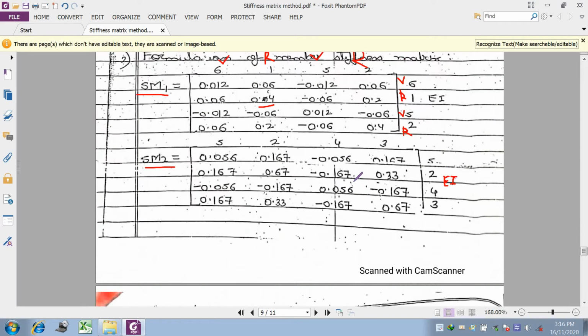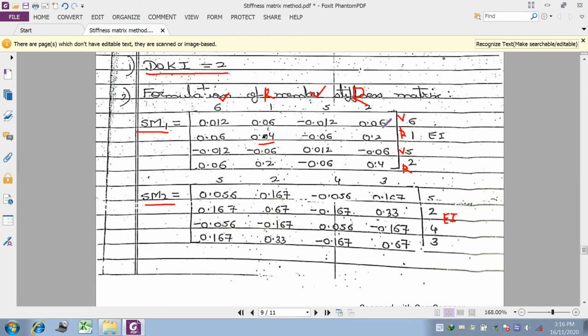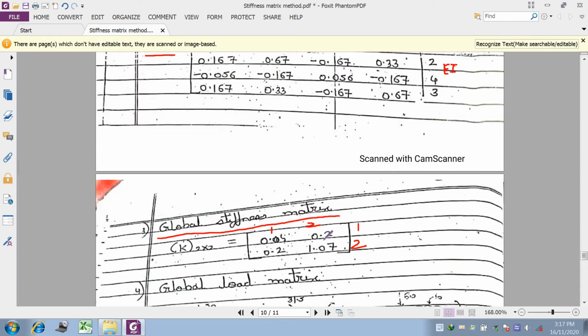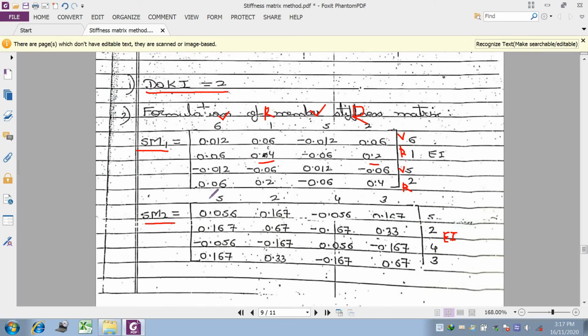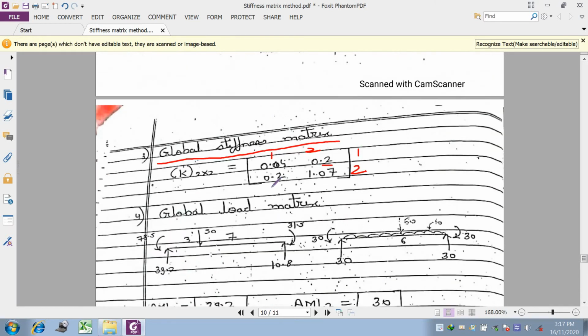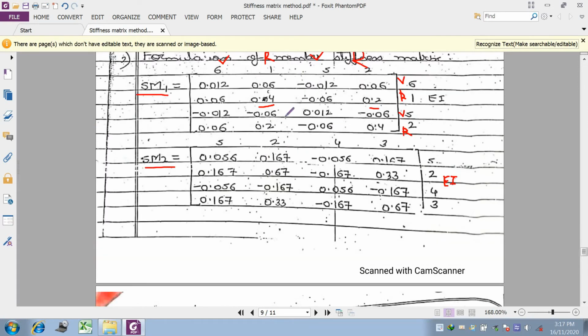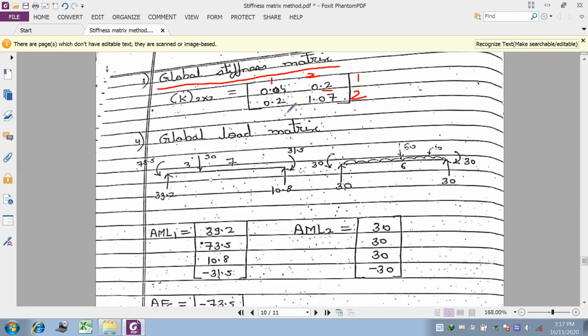Then 2 1 we require. So 2 1 comes from SM1, 0.2 is there, and in SM2 2 1 is not there, so that will be equal to 0.2. Similarly 1 2 and 2 2. You have to see very carefully in SM1 and SM2 where this 1 2 or 2 2 will meet. Then you have to club these and you can write them in the global matrix.